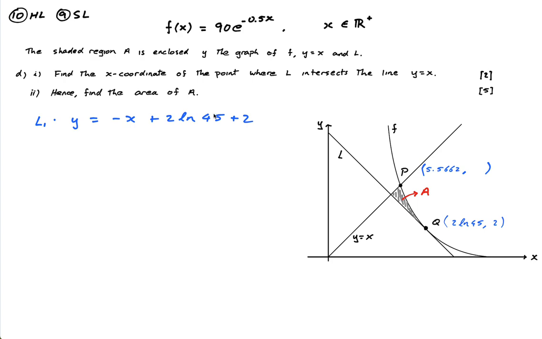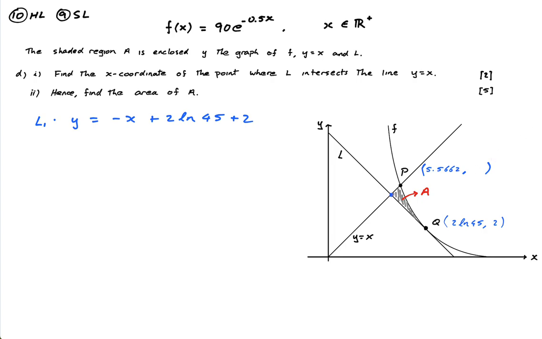Okay, so question D, we have a situation where we've defined this area. The area A is the region enclosed by the graph of f, L, and y equals x. The first part is not to find the area, it's just to find the point where L intersects with the line y equals x. So that's this point here.